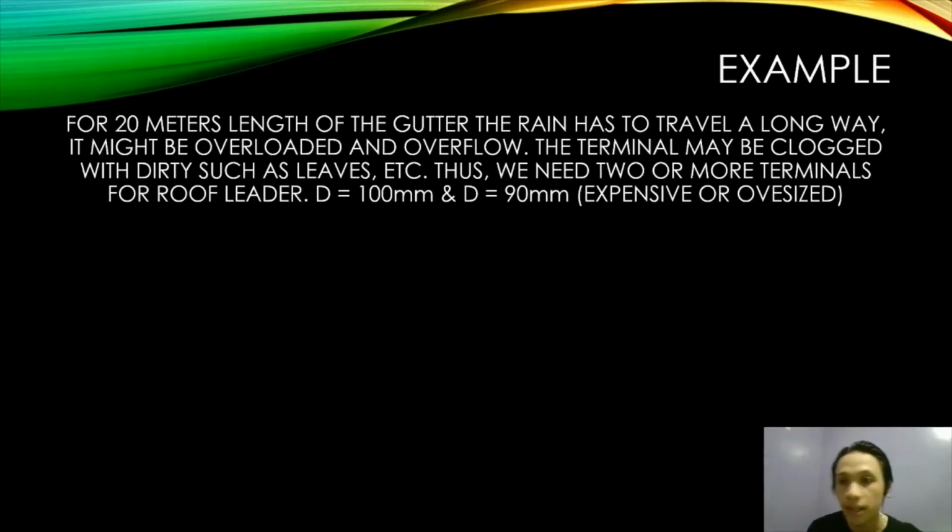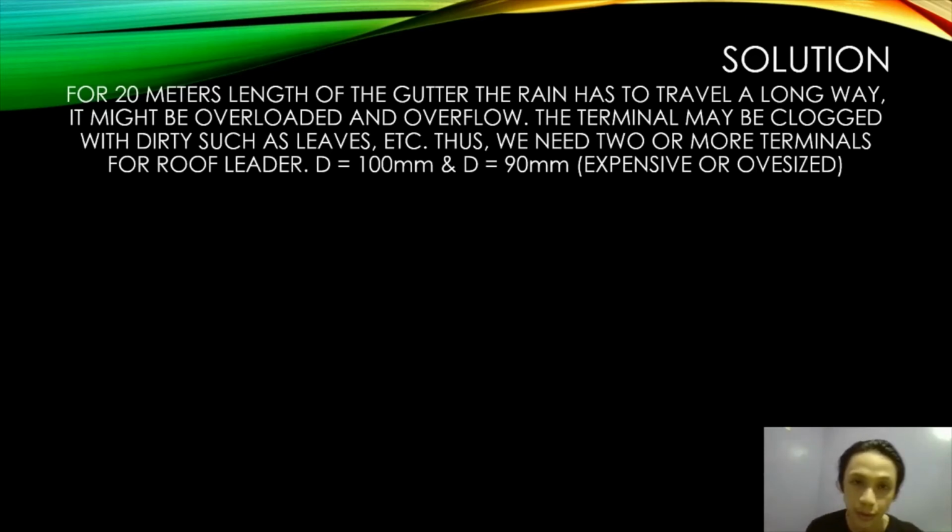For more examples, for a 20 meter length of gutter, the rain has to travel a long way. It might be overloaded and overflow. The terminal may be clogged with dirt such as leaves, etc. Thus, we need 2 or more terminals for the roof leader. D equals 100 millimeter and D equals 90 millimeter. Is it expensive or oversized? So this time we have two diameters. In order for us to solve this, we use the 100 millimeter.